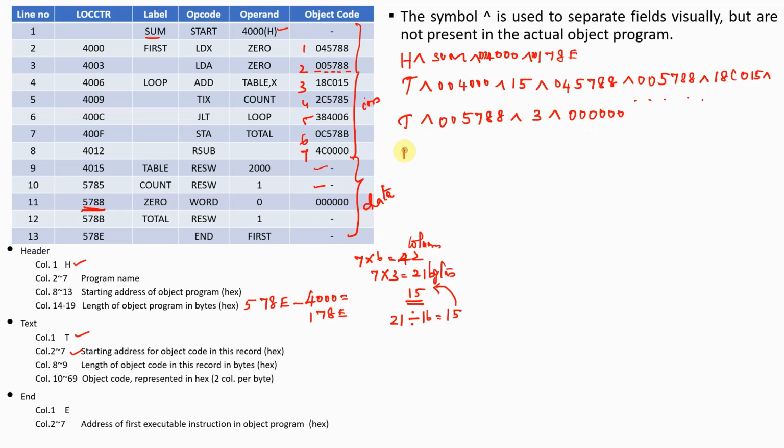Then finally we are going with end. The E symbol is followed by the address of the first executable instruction, which will again be represented in hexadecimal format. So we have this. This is the conversion of the assembly level language into an object code.